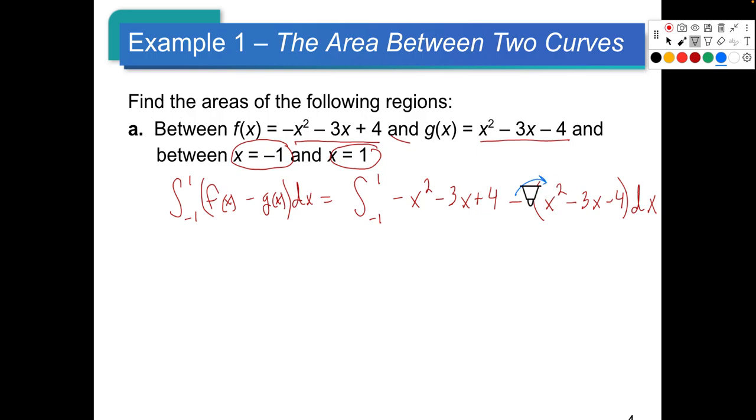And again, I know this works because I've looked at it, and we'll go ahead and actually look at the graph, because you should actually do that first. But I just want to show you that we can combine like terms, right? This becomes negative x, this becomes positive, and this becomes positive.